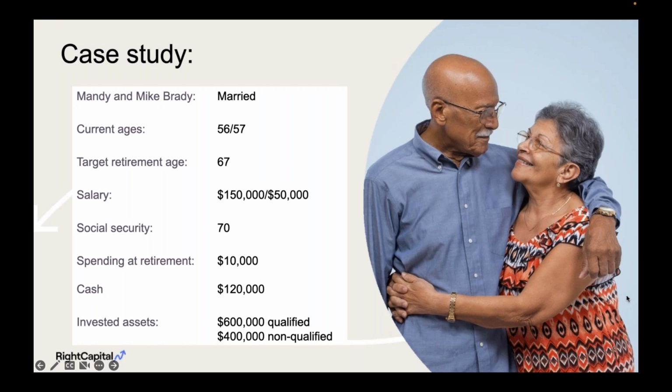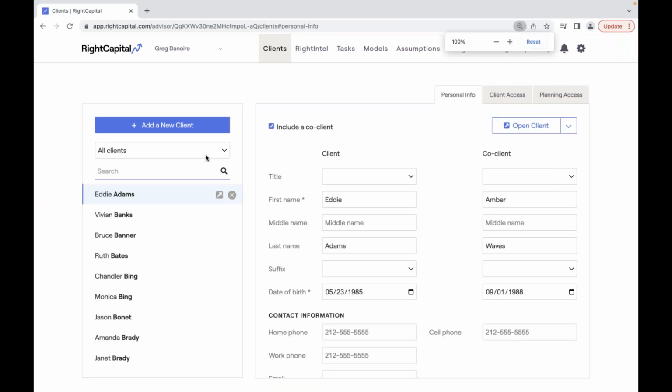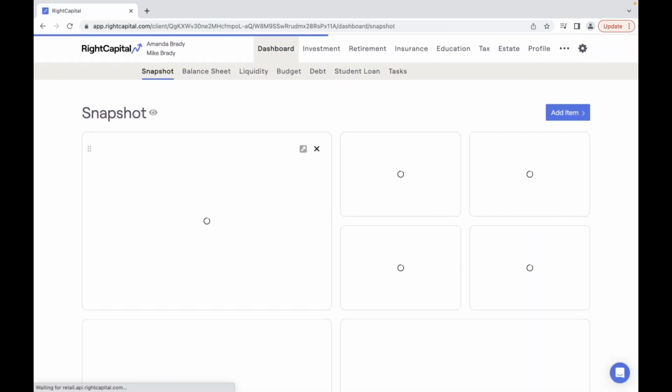So what we're going to do today is look at how this particular case study maps out with the strategies that we've spoken about within a financial plan in Right Capital. Again, we're using a Right Capital tool today because you're all users, and we certainly want to give you context that you're familiar with. But again, if there's other planning tools, these are the strategies that are really beneficial to being able to map this out. So if you look at Amanda Brady, we can remember what those common questions might be for her and Mike.